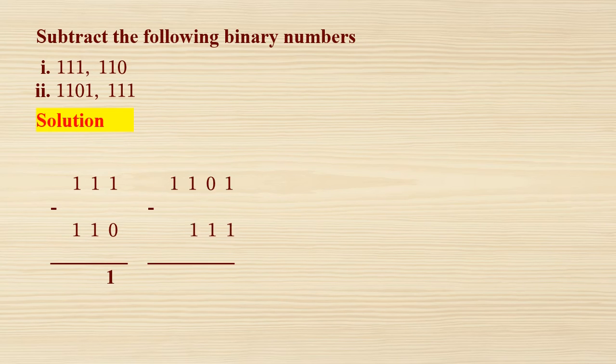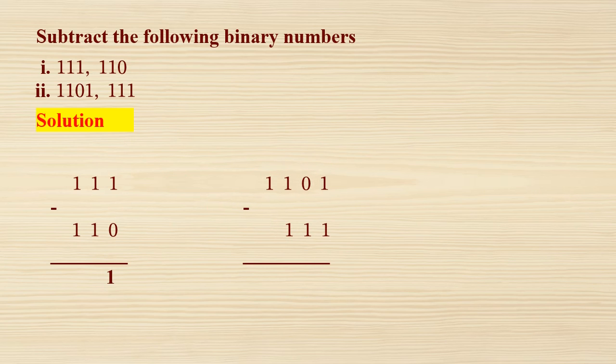We have 1101 minus 111. So we have 1 minus 1 is 0. Then 0 minus 1 cannot, so we borrow 1. We have 10 minus 1 is 1. Then what is left here now is also 0. So we borrow 1. We have 10 minus 1 is 1. So the result is 110.